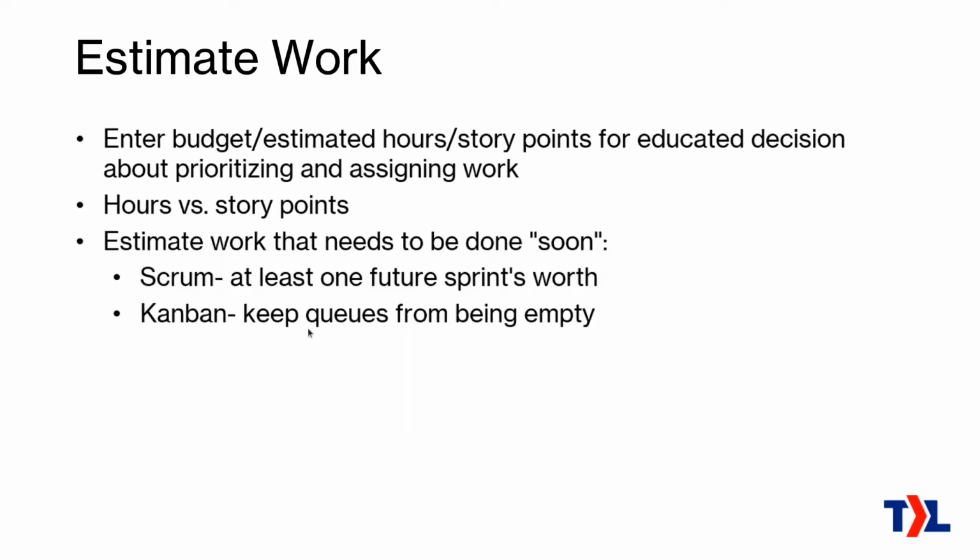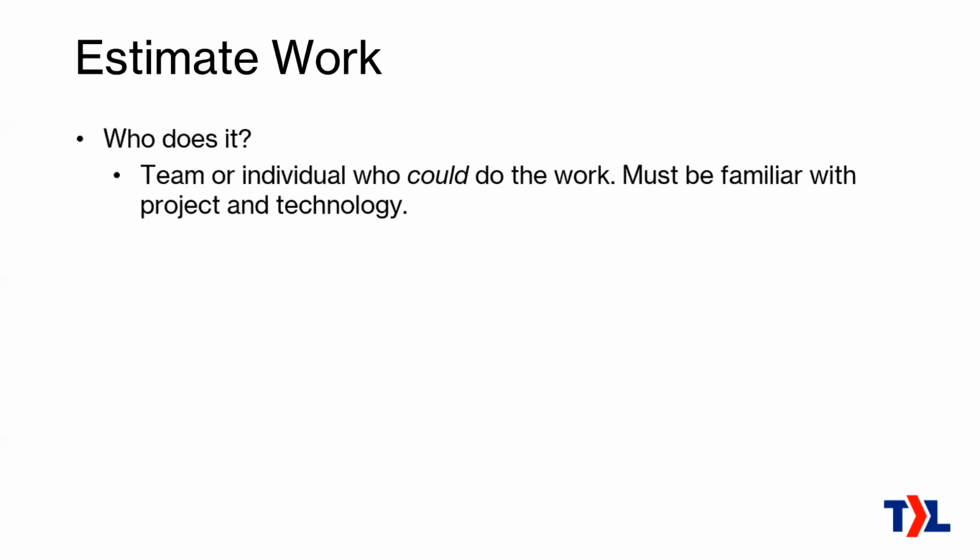You want to estimate the work that needs to be done soon. So if you're doing Scrum, that's at least one future sprint's worth, because you need to be able to commit to a certain amount of work, so it has to have some estimates on it. With Kanban, you don't need to do that. You just need to keep the queues from being empty. You don't want to starve the engineers of work, right? So you need to keep an eye on that and make sure that you're keeping their queues not empty.